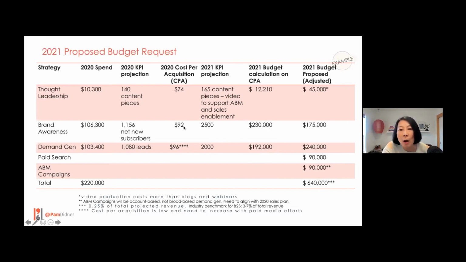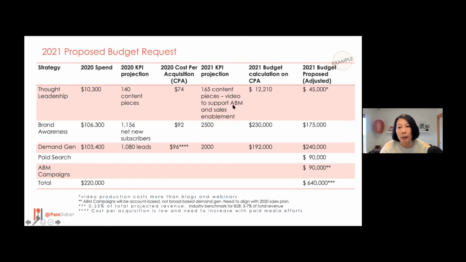But a lot of the time you will need to write assumptions, right? And the assumption is, okay, for this $96, what are some of the reasons that this may be higher or lower? You need to write that down, for example, cost per acquisition is low and needs to increase with the paid media effort. So we talk about what reasons or assumptions we want our management to know, and you document it right here.